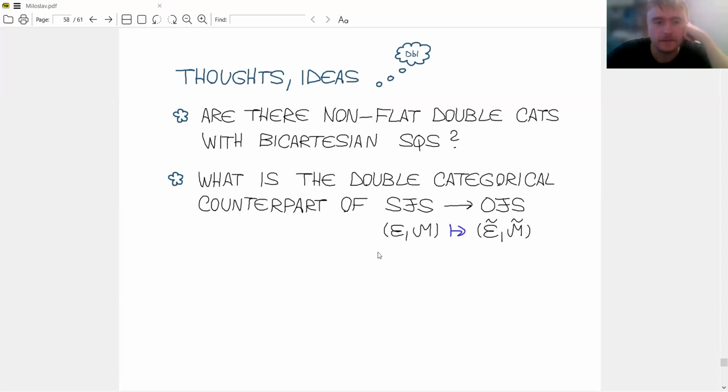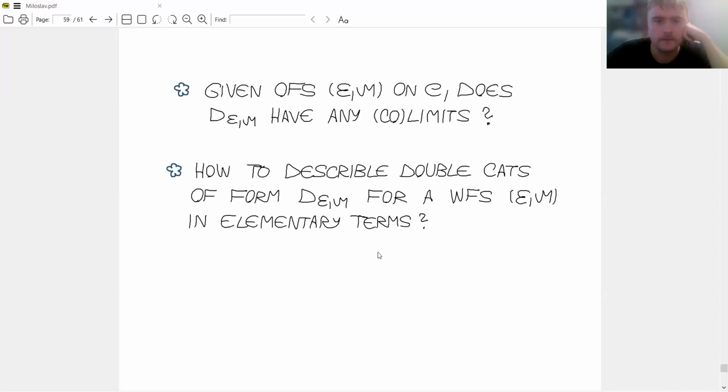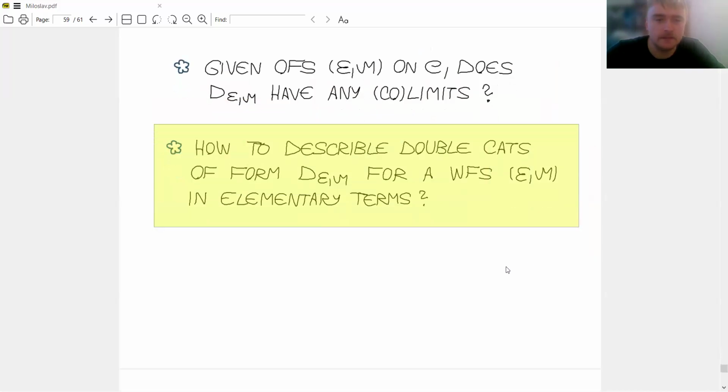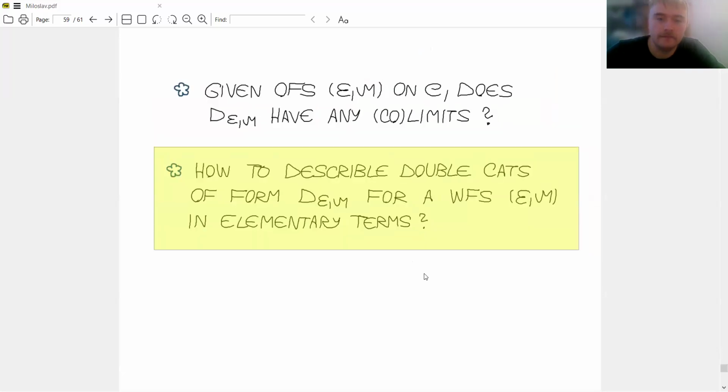There's some other question that's important, but again, there are more questions one can ask. For example, given an orthogonal factorization system, does this double category have any double categorical colimits, and what does it mean for the orthogonal factorization system? I also do not know. But the question I find the most interesting would be to describe this double category that comes from a weak factorization system using some elementary double categorical properties. As I said, I haven't done it.